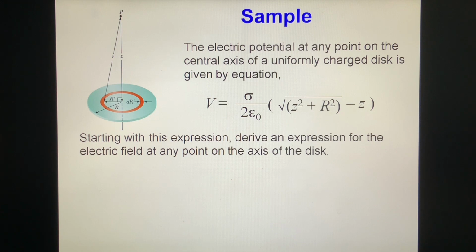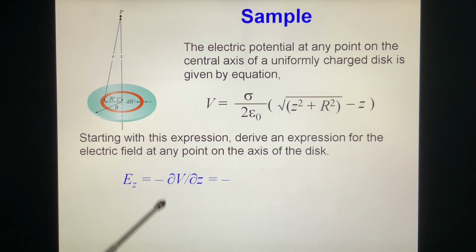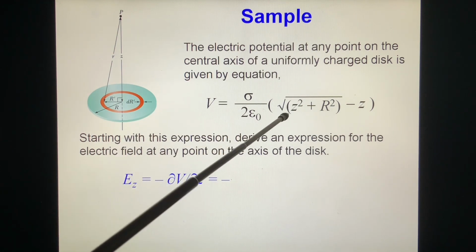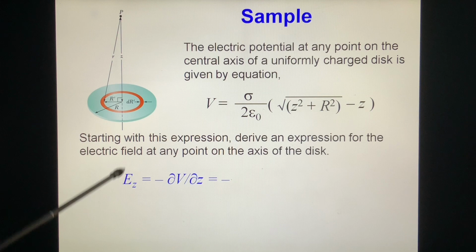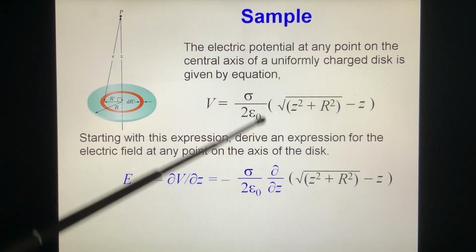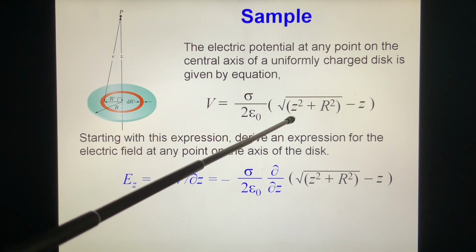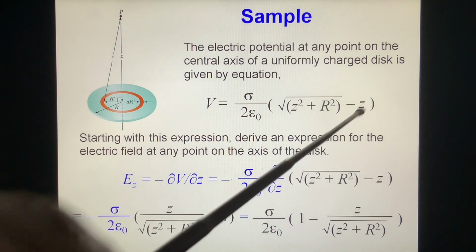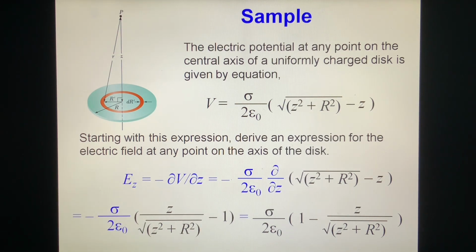Remember the relationship between V and E? Yes. E along the Z direction is minus the partial derivative of V with respect to Z. We have V, so we take the derivative with respect to Z and put in the minus. We take the constant out, do the derivative with respect to Z, and finally get this answer. This one we have to use.